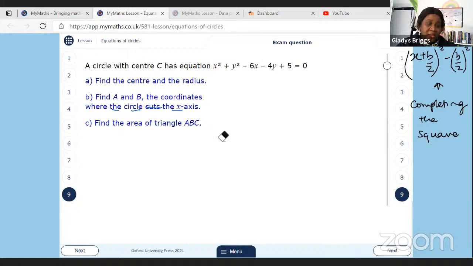So it says a circle with center C has equation x squared plus y squared minus 6x minus 4y plus 5 is equal to 0. Find the center and the radius. We can all do this one. Find A and B, the coordinates where the circle cuts the x-axis. Find the area of the triangle ABC.